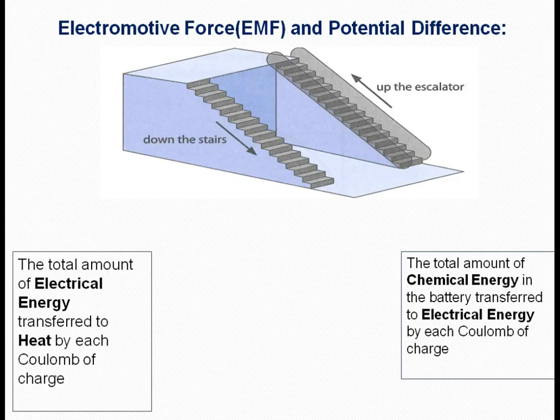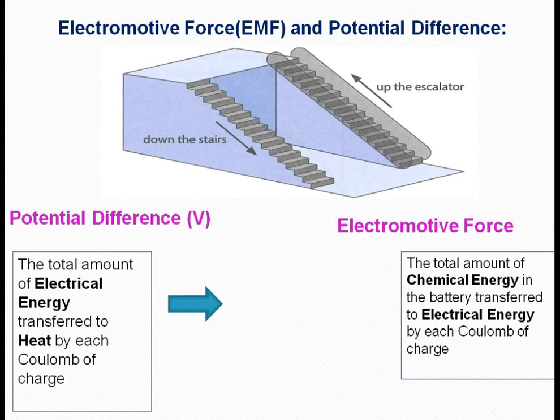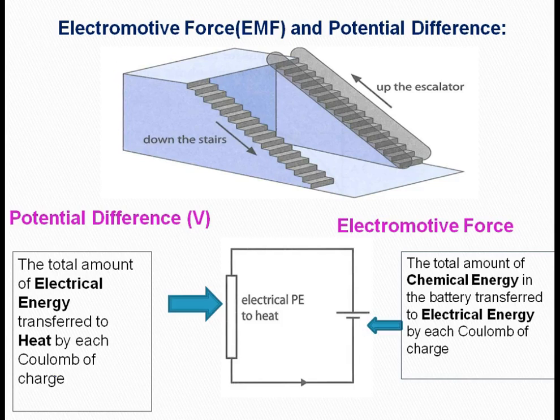Exactly the same thing. Now, up the escalator, who is doing it? EMF. Down the stairs, who is doing it? Potential difference. Just pause the video and read it. But again I am telling you, EMF moves the charged particle up the escalator. Potential difference moves the charged particle down the stairs.